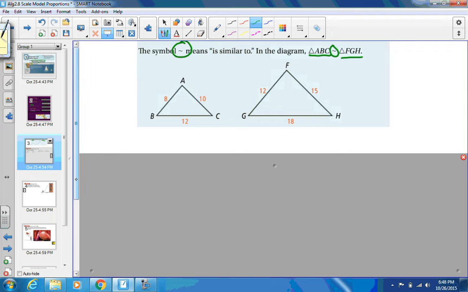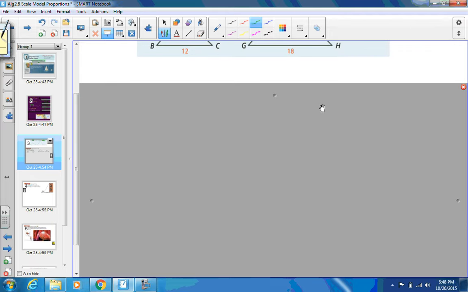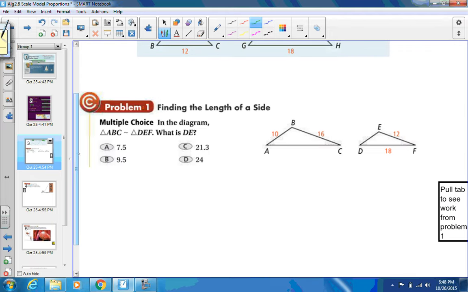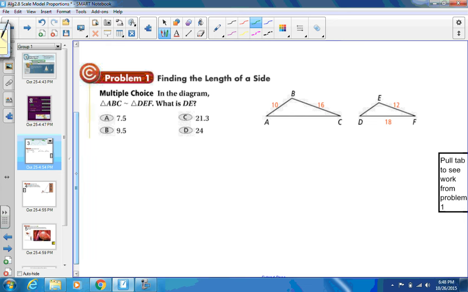So we're going to use that here in an example with the word similar. It says finding the length of a side. So multiple choice. It says in the diagram, triangle ABC is similar to triangle DEF. What is side DE? So we're trying to find this side right here. So we'll make that our X. Now, with similar figures, they are also proportional. Their corresponding parts are proportional.